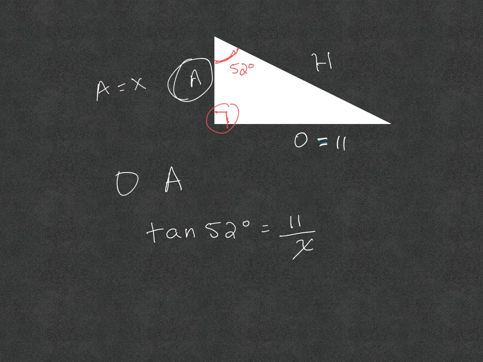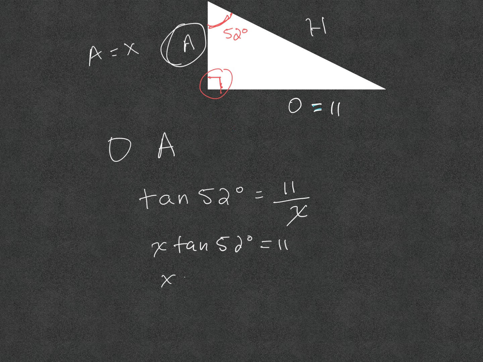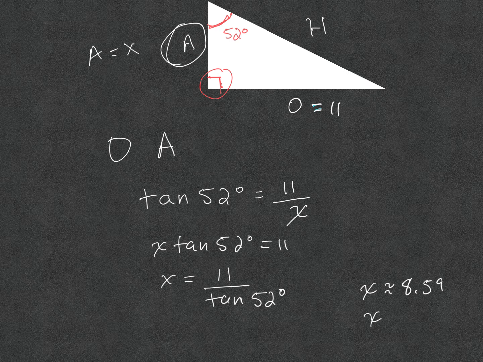Okay? Now, this is a little bit trickier. You're going to multiply both sides by x. So you're going to get x tangent of 52 degrees is equal to 11. Then you're going to take that 11 and simply divide by tangent of 52 degrees, making sure your calculator is in degree mode. Go ahead and do that. Great, and you're going to get x is about 8.59. X is approximately 8.6 or 8.59, depending on how many significant figures you have or decimals you need to have the answer in. Okay, next problem.